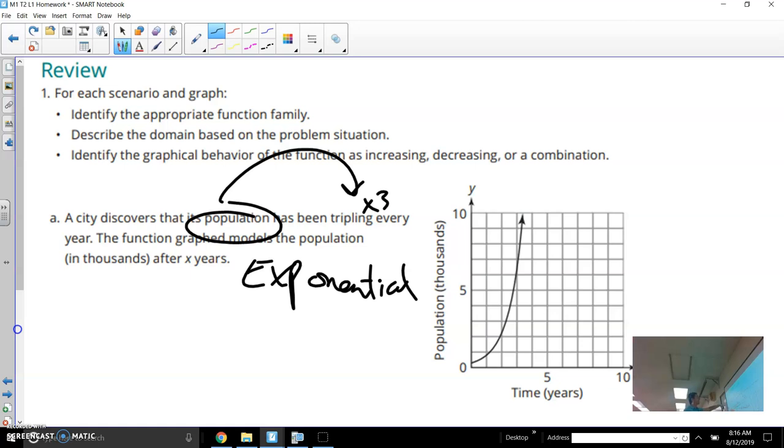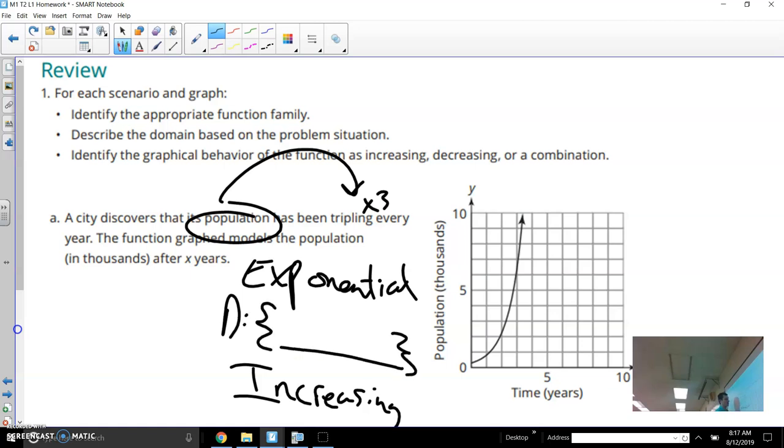And then the last part says identify the behavior as increasing, decreasing, or combination. Well, this is definitely increasing forever. Okay. So the last part that I want you to do for this question is go ahead and answer the domain, which I did not do. We'll do that in class tomorrow.